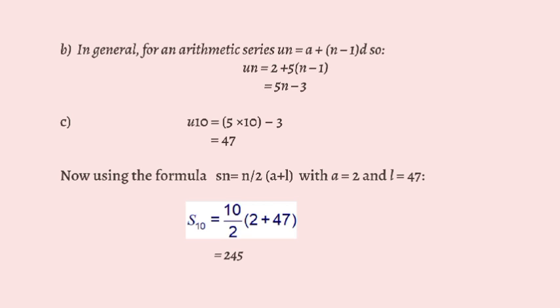Now, using the formula Sn equals n divided by 2 times (a plus l), with a equals 2 and l equals 47, we get S10 equals 10 divided by 2 times (2 plus 47). So we get S10 equals 245.